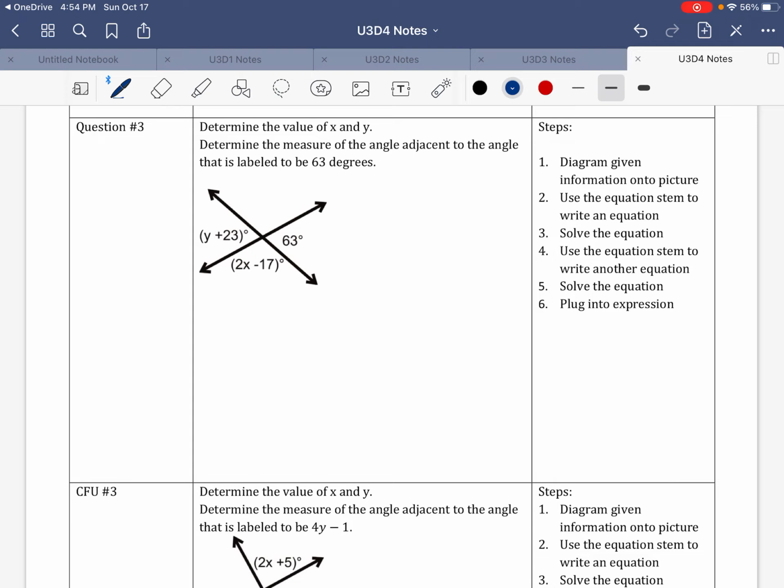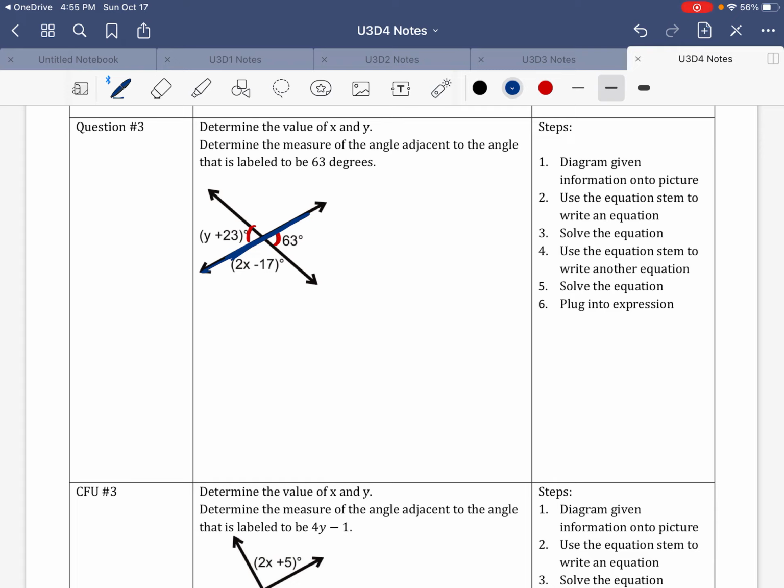Here it asks us to determine the values of x and y. And then it asks us to determine the measure of the angle that is adjacent to the angle labeled 63 degrees. In order to do this, we have to look at what information is given to us. So, a couple of things that I can see is I have vertical angles right here, and that I also have supplementary angles right here.